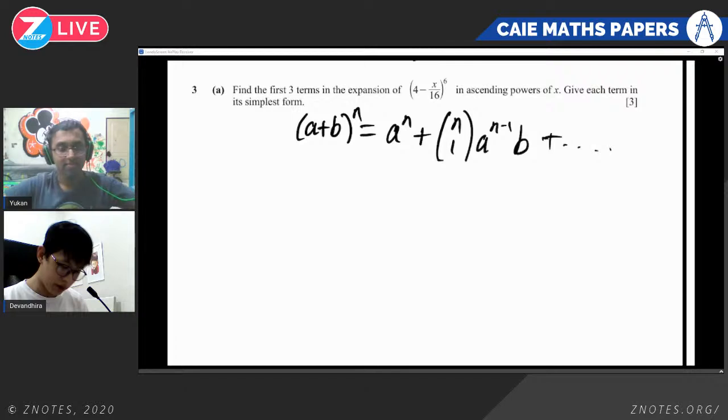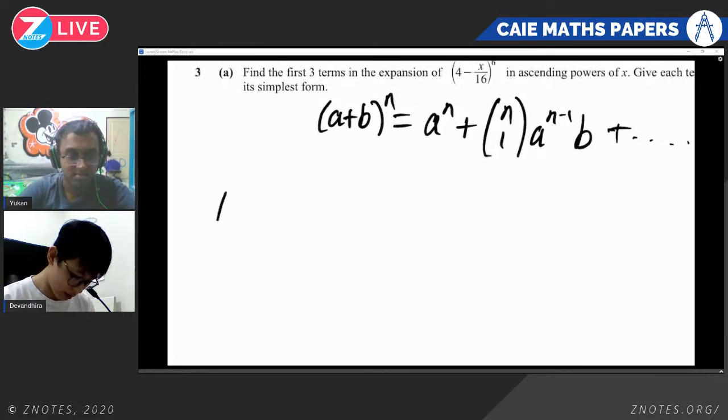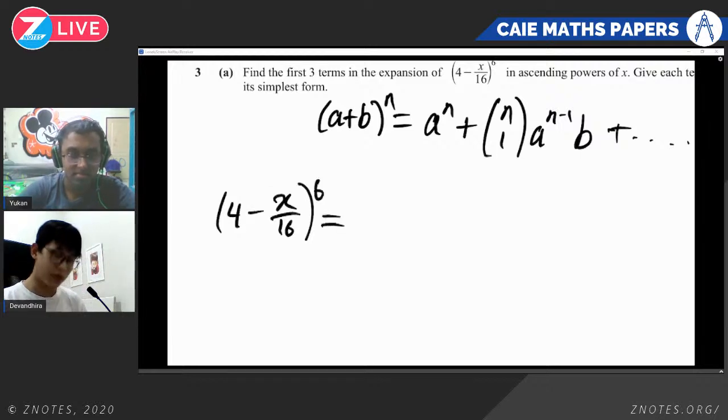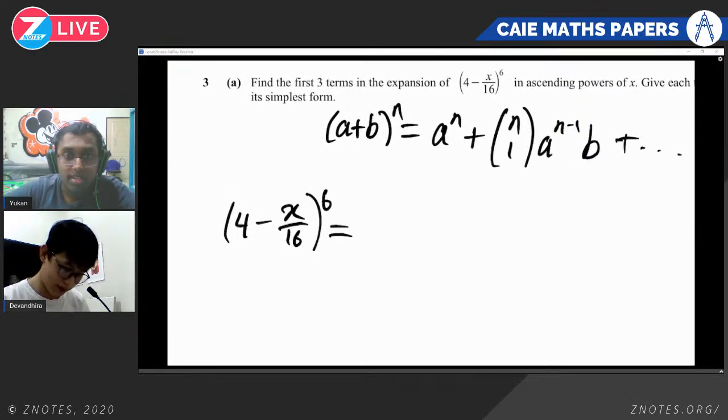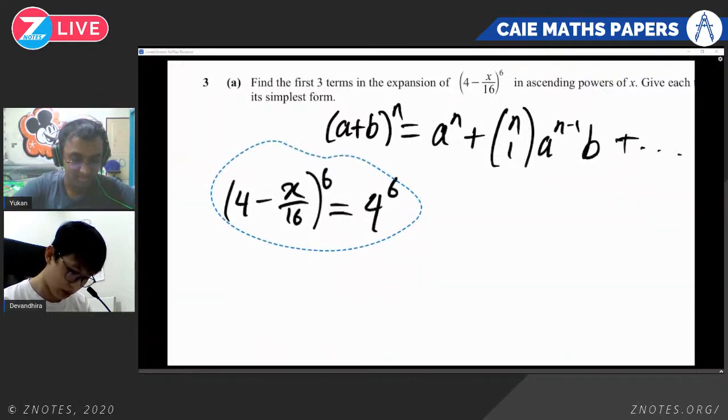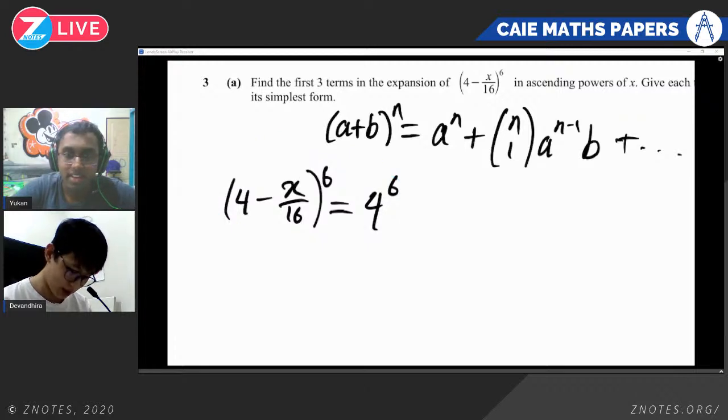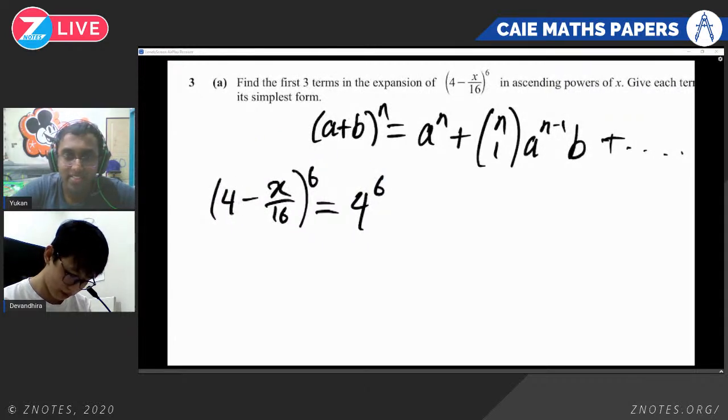So let's find the first three terms. Sorry, it's not a plus. (4 minus x over 16) to the power 6. All right. So what's the first term, Yugan? It'll just be 4 to the power of 6. What about next? Then it'll be 4 to the power of 5 times negative x over 16 times 6 choose 1, which is just 6.